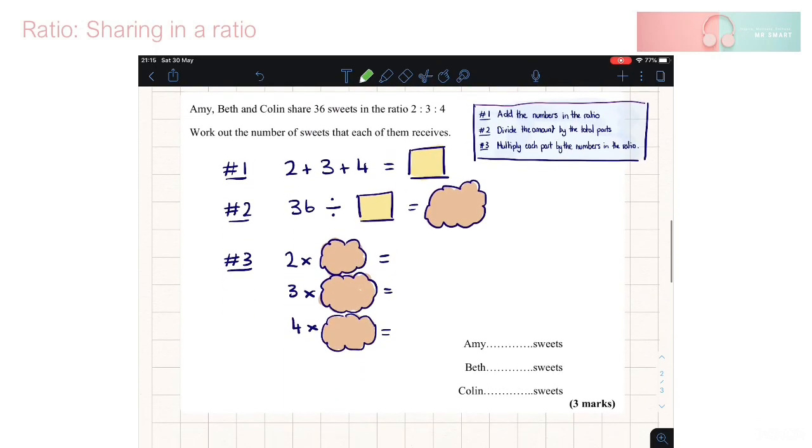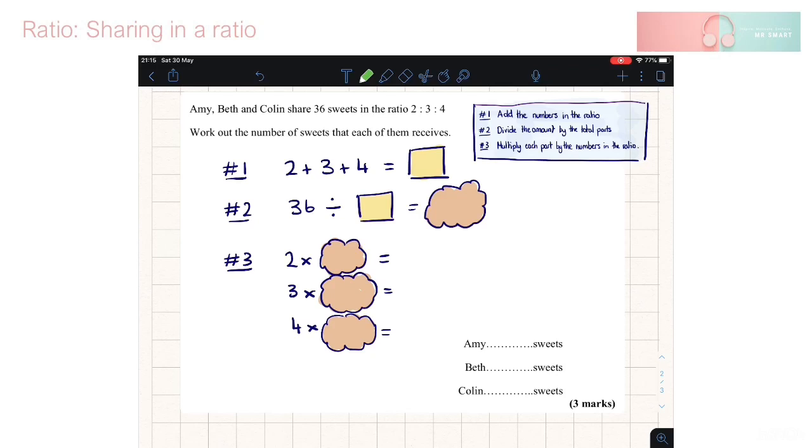Finally, let's have a look at this question. Now in this question we have three numbers in the ratio, but this example is just to illustrate that it doesn't matter how many numbers you have in the ratio, you follow the same process. So Amy, Beth and Colin share 36 sweets in the ratio 2 to 3 to 4, and we have to work out the number of sweets that each of them receives.